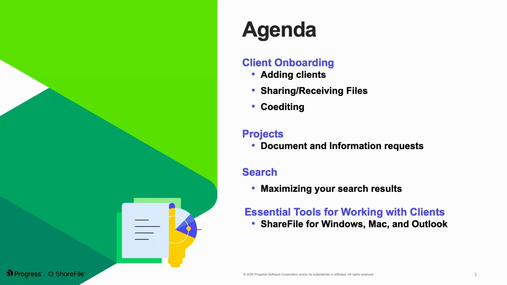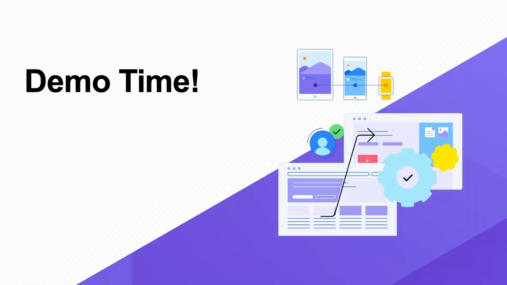Next, we're going to go into our projects and see how we can utilize those document and information requests to gather data from our clients. Lastly, we're going to talk about search, how we can maximize our search results in ShareFile. And then lastly, we're going to talk about some essential tools for working with clients in ShareFile, like ShareFile for Windows, ShareFile for Mac, and ShareFile for Outlook. All right, let's go ahead and jump right in.